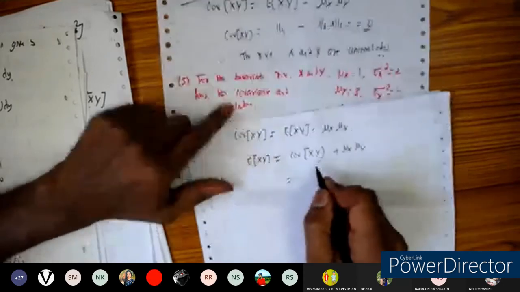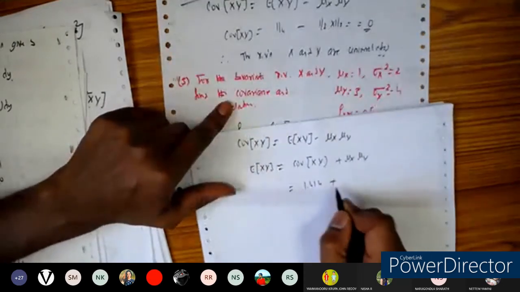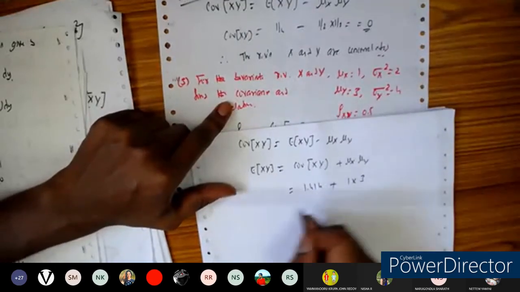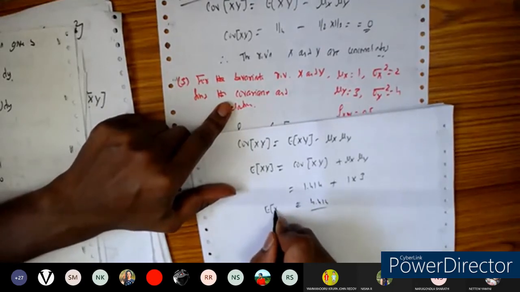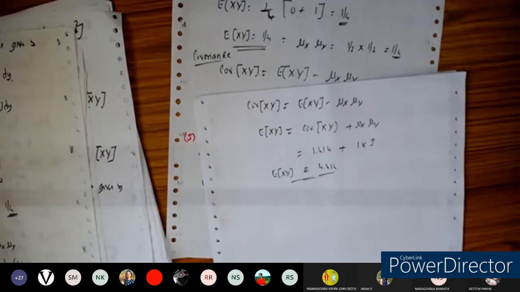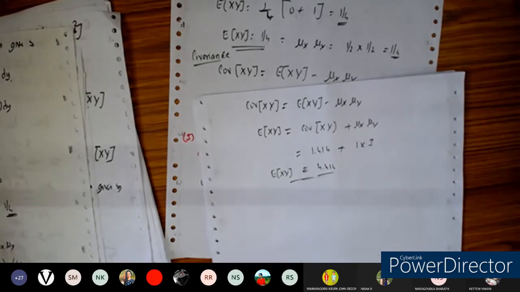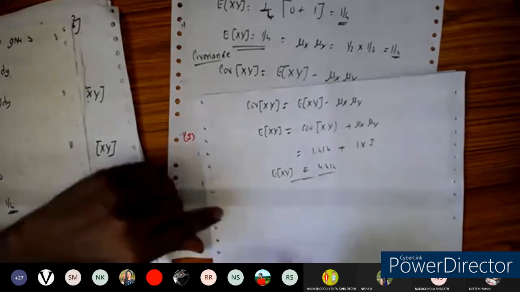So covariance of xy is 1.414 plus mu x is 1 and mu y is 3. So 3 plus 1 is 4, and we get 4.414 here. This is the correlation we get here. Any doubts? Okay, so take the next problem. Any doubts in this one?